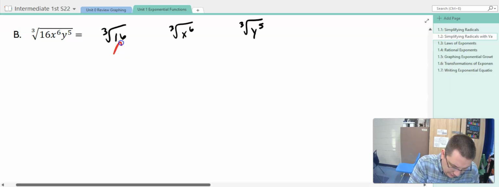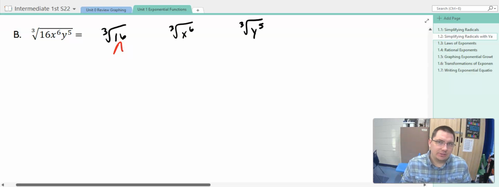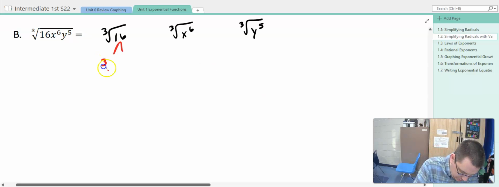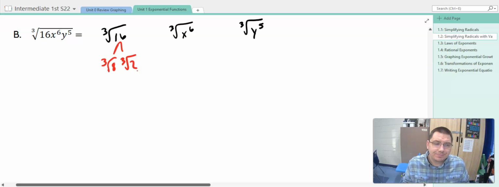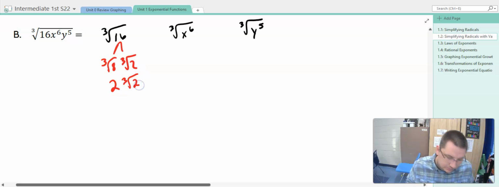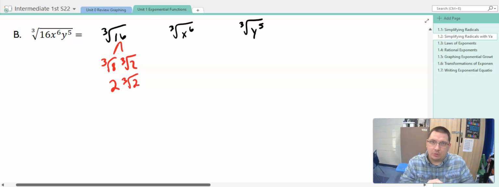So we first need to look at how can we split the cube root of 16. Well, we're looking at perfect cubes here, so 1 cubed is 1, 2 cubed is 8, 3 cubed is 27, so that's above 16, so we can stop counting. But 8 is a factor of 16, so we can do the cube root of 8 times the cube root of 2. And like we just said, the cube root of 8 is going to be 2. So we get 2 cube root of 2. We're going to hold on to that piece for a moment.